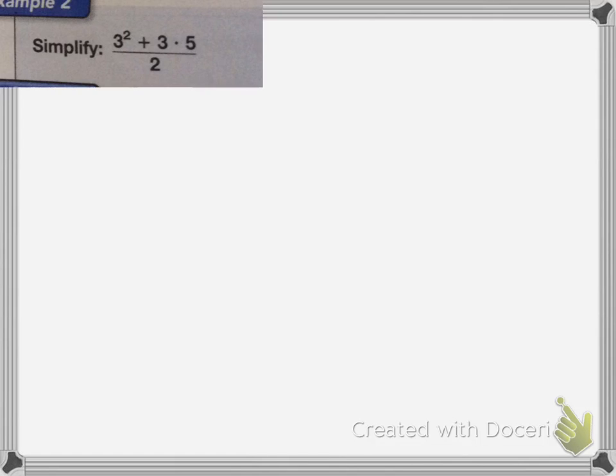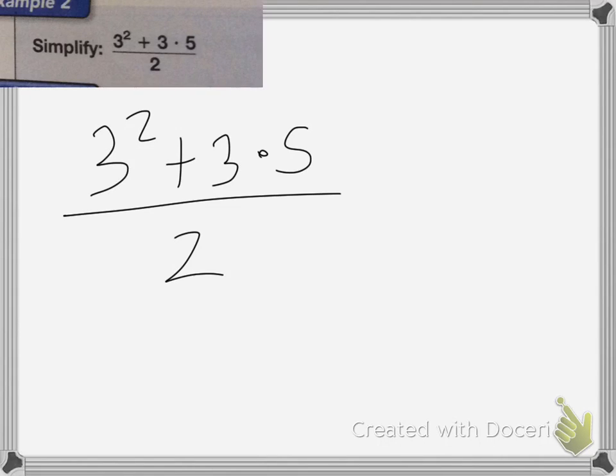Okay, with this one, a division bar is a symbol of inclusion, kind of like parentheses. So you're going to do what's on top first before you divide it by the 2. So 3 squared plus 3 times 5 divided by 2. So if we remember the please excuse my dear Aunt Sally.